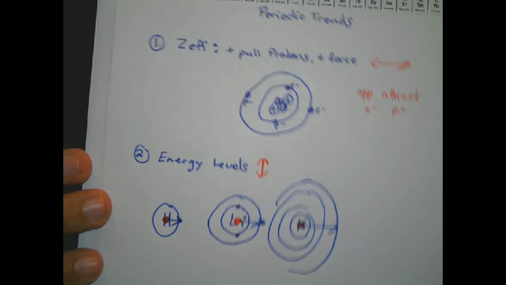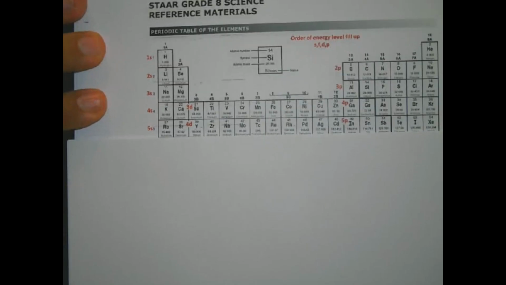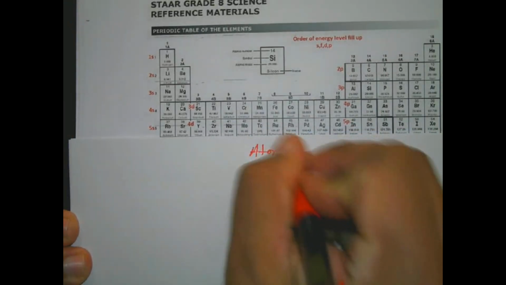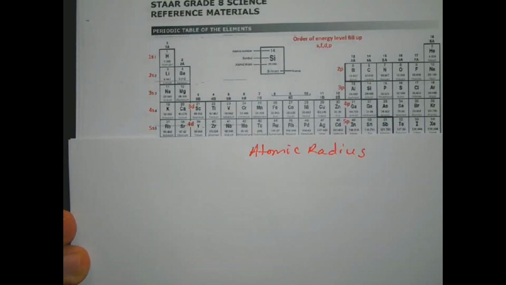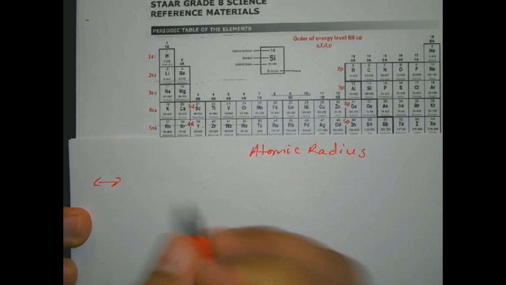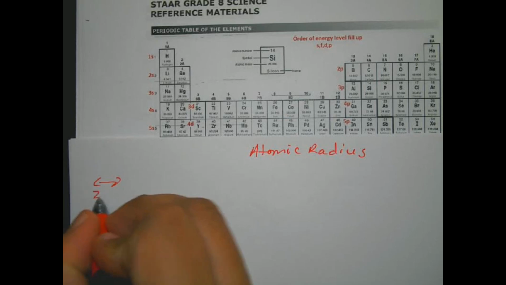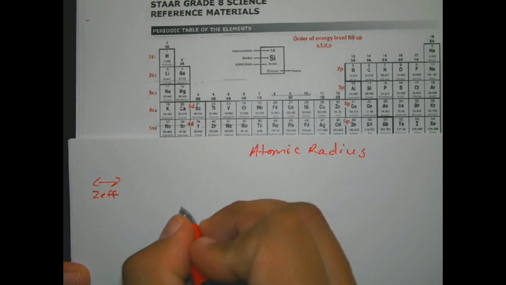Okay? So this brings me to our first trend. Our first trend we're going to look at is atomic radius. So let's look at the side-to-side trend first for atomic radius. Remember, if I'm looking at side-to-side, I'm going to analyze the Zeff, the positive pull from the protons. So let's see what's happening. First of all, what is atomic radius?